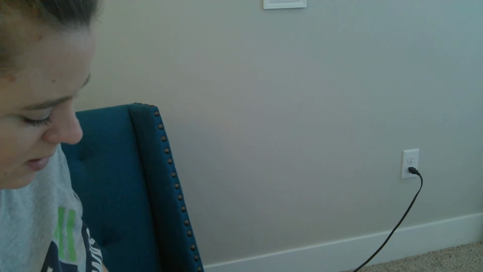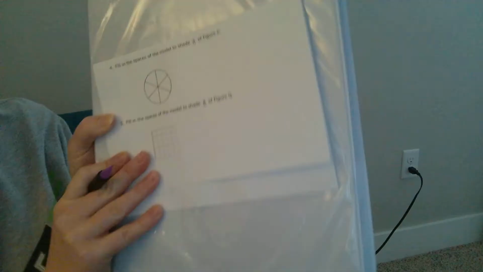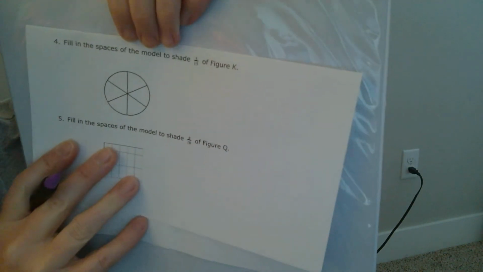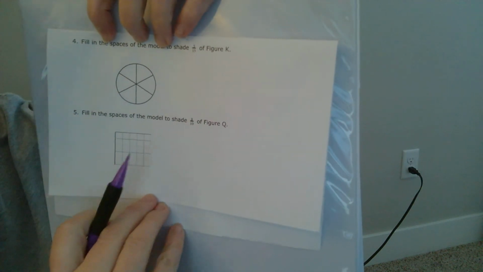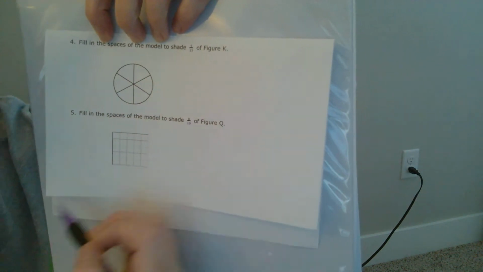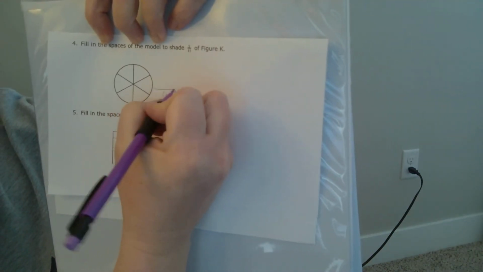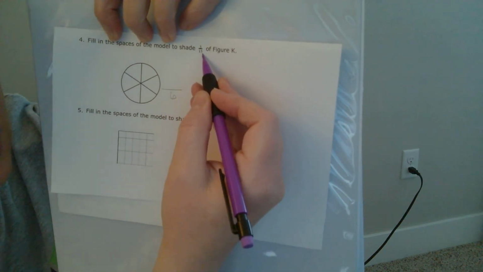Okay, let me fold the paper and move number 4 up a little bit so you can see it a little better. Hopefully our big whiteboard will be in soon. All right, so looking at number 4, same thing, fill in the spaces of the model to shade 5/15 of figure K. 1, 2, 3, 4, 5, 6. Uh-oh, well, we only have 6 sections there. So 6, well, I can't go 6 times something to get 15.